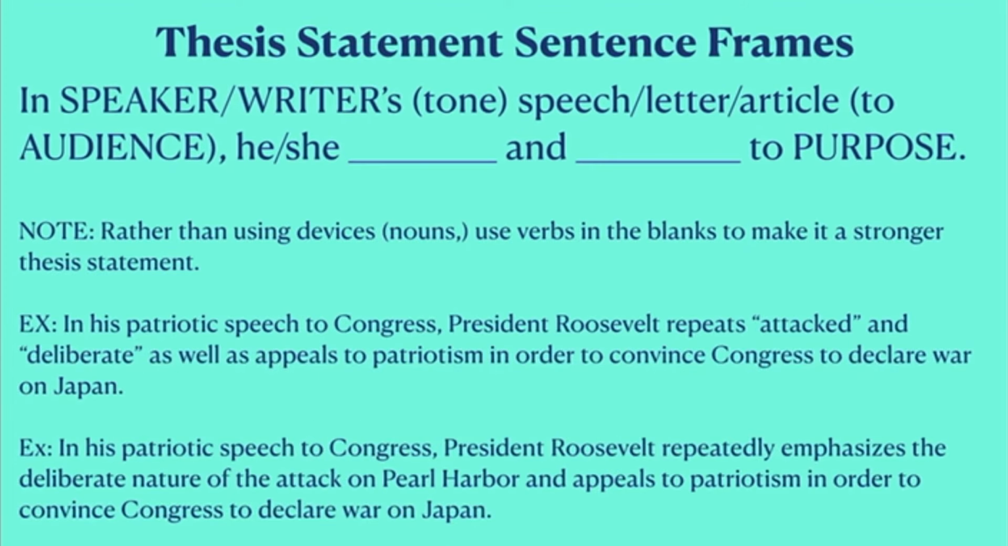This next sentence frame is very similar. However, it has one very important change, and that is that we're taking the word uses out, and instead we're trying to use rhetorically accurate verbs. So you'll see here that the sentence frame looks very similar, except the blanks are for verbs, and that makes it a stronger thesis statement. So I've included a couple examples here so you could see some different ways to fill in those blanks.